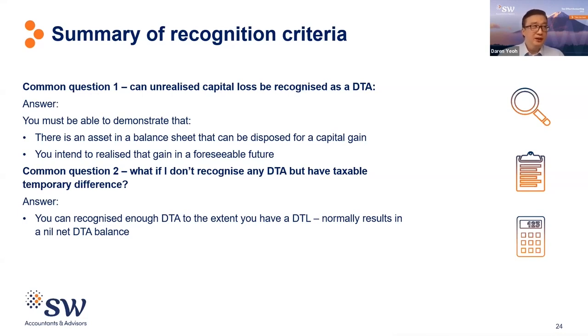Another question that we get is, I have to recognize the DTL, but I don't recognize any deferred tax assets. Now, is that the situation? So as I said, you can recognize enough deferred tax asset to offset any DTLs, deferred tax liabilities, you have. So you end up with a net DTL of 0.